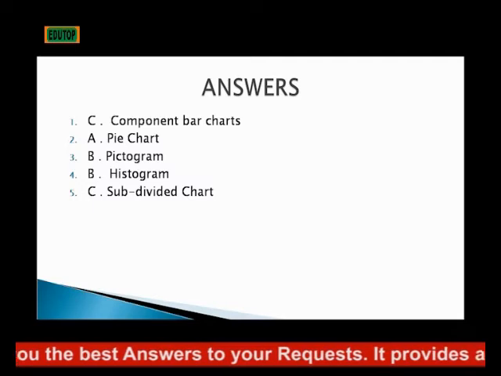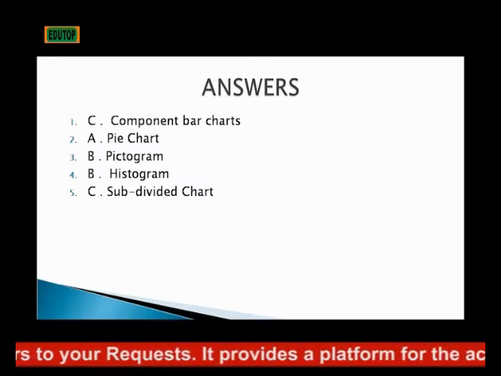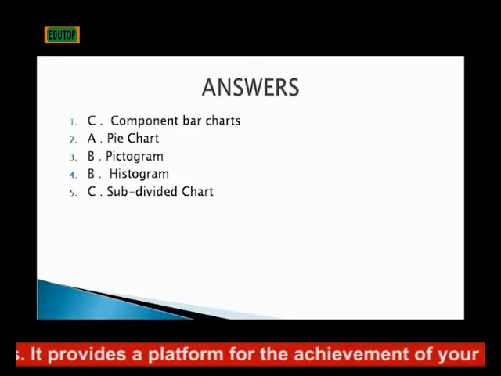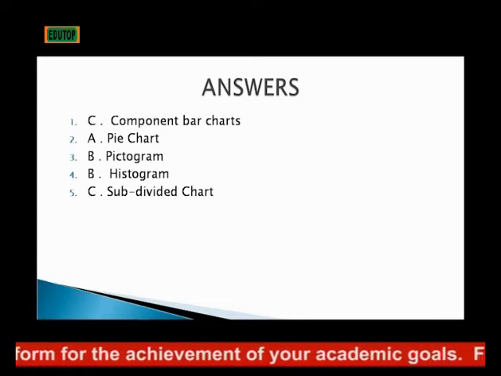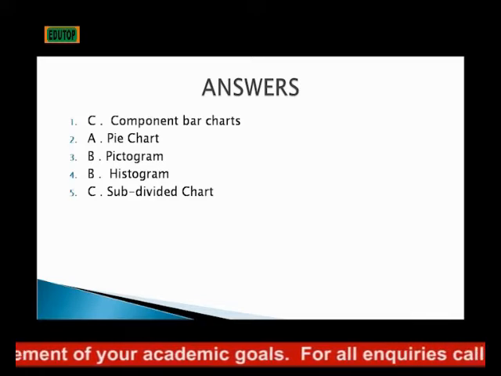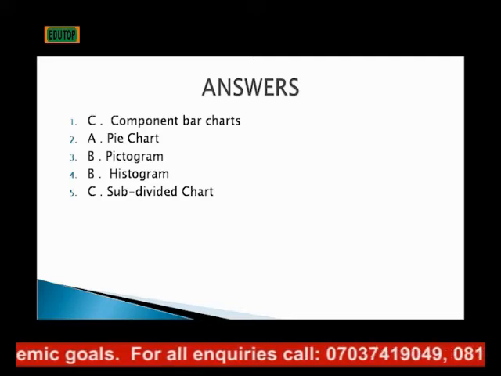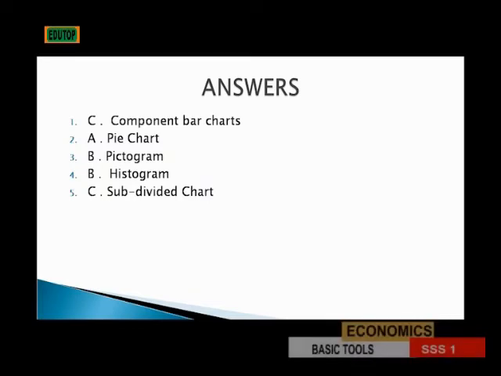Number 4 says among the following statistical tools dash is used for continuous data. The correct answer for that one is multiple bar charts, which is option D. That is the one that uses statistical tools for continuous data. And the last one, which is another name for component charts, is C, which is subdivided chart. That is another name for component charts.